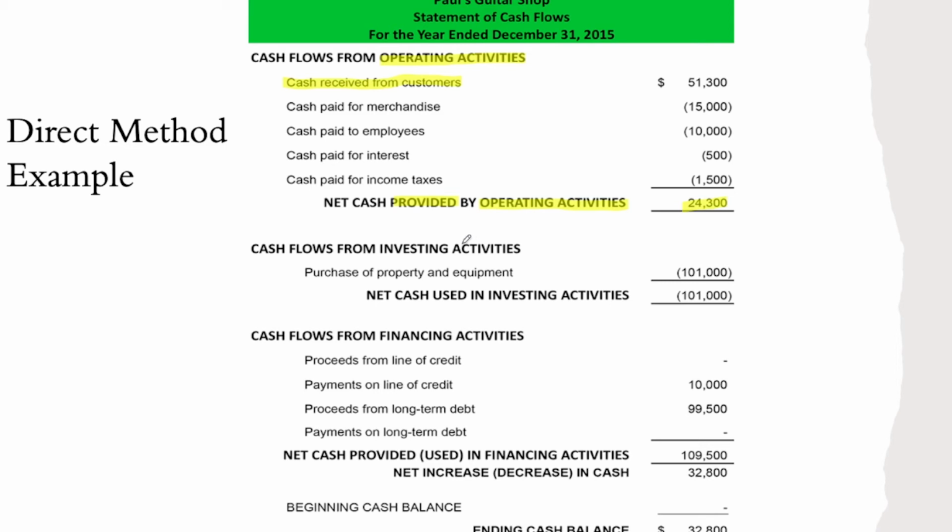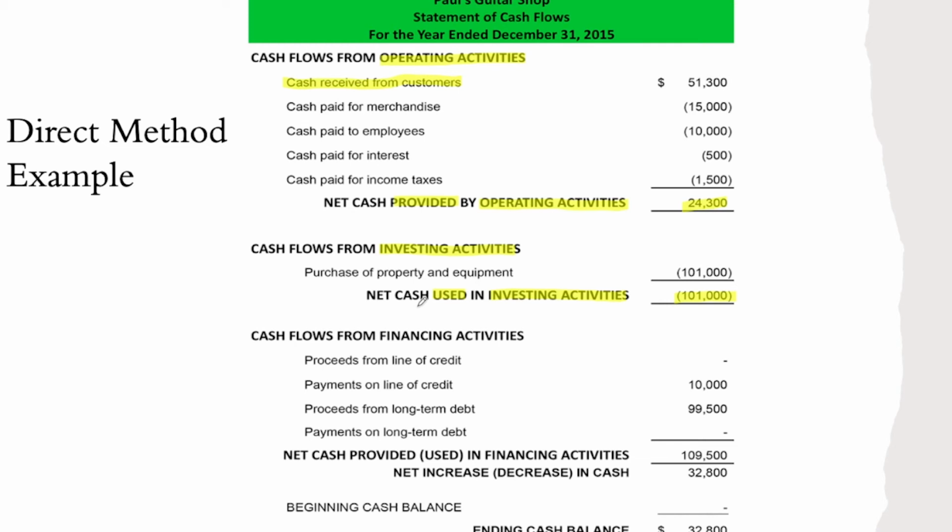Moving on, we would do our investing activities section, so cash flow from investing activities. And here we have a purchase of property and equipment. Next, we want to net that out with a net cash used in investing activities. And if you take note here, we have a negative net balance of 101 because we're purchasing a non-current asset. So it would be net cash used in investing activities.